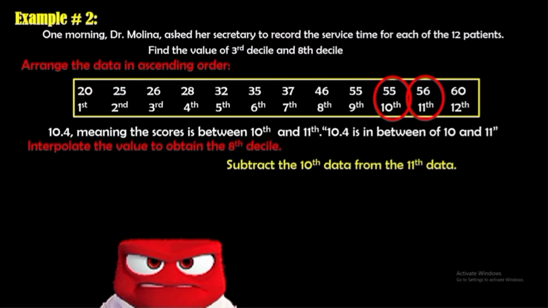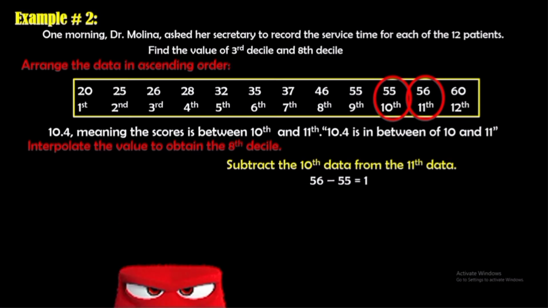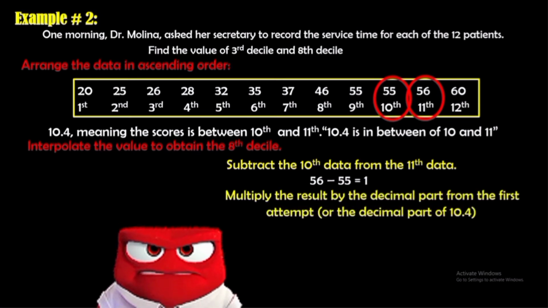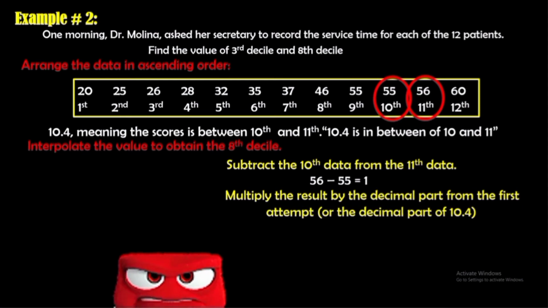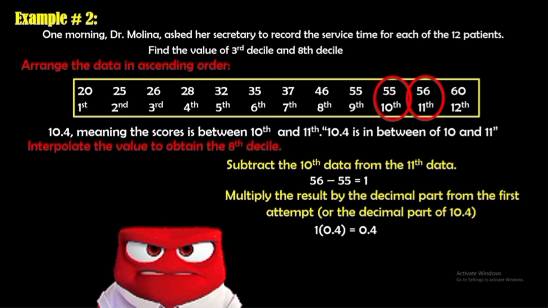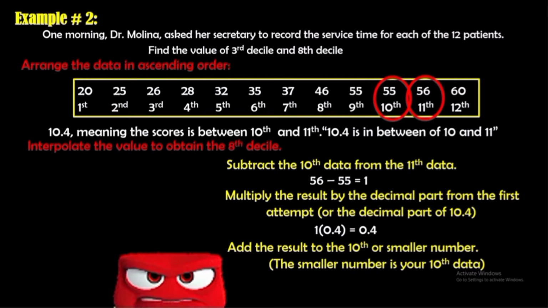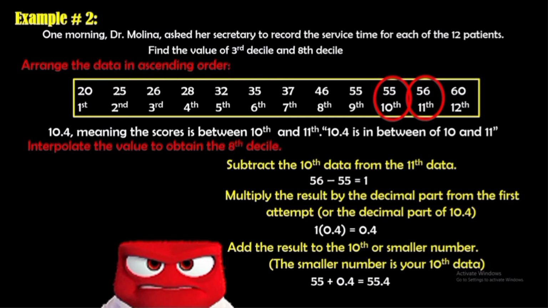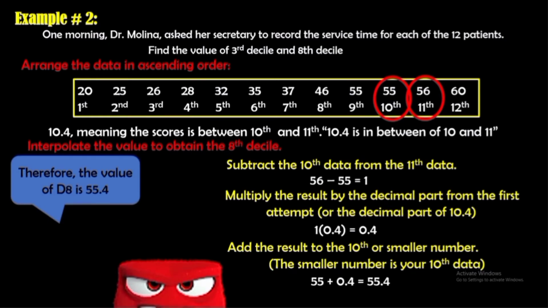First, subtract the 10th data from the 11th data. 56 minus 55 is 1. Multiply the result by the decimal part of the first attempt, or the decimal part of 10.4. 1 times 0.4 is 0.4. Then, add the result to the 10th or smaller number. The smaller number is your 10th data. 55 plus 0.4 is 55.4. Therefore, the value of the 8th decile is 55.4.